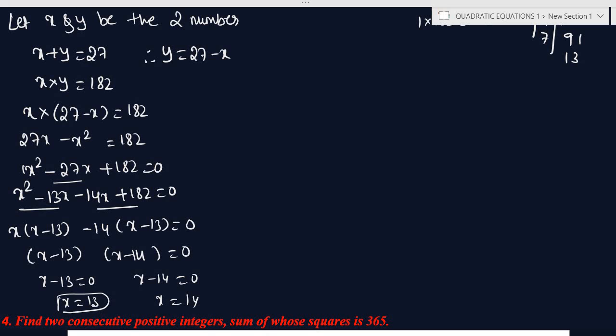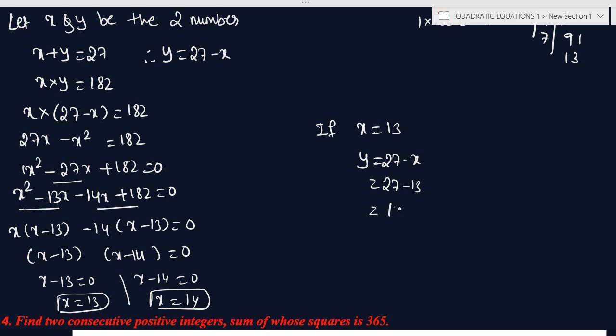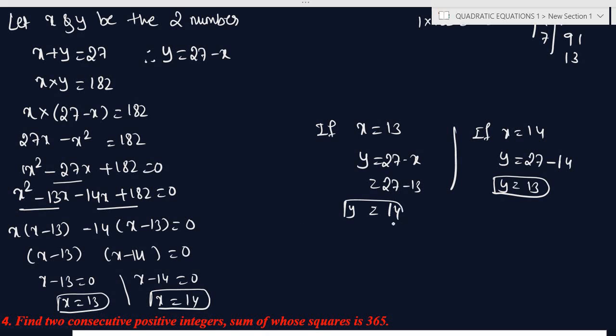So therefore what is the answer? x is equal to 13, x is equal to 14. The two numbers are: if x is equal to 13, y is equal to 27 minus x, 27 minus 13, that is 14. Or if x is equal to 14, y is equal to 27 minus 14, that is 13. Let us move to the next question now.